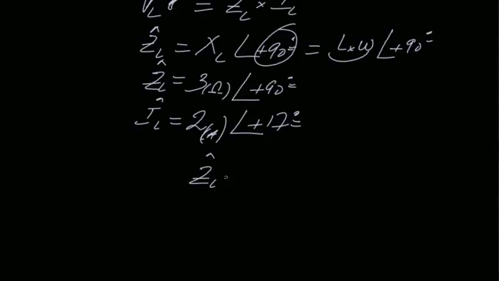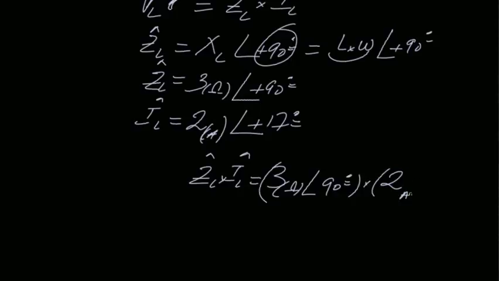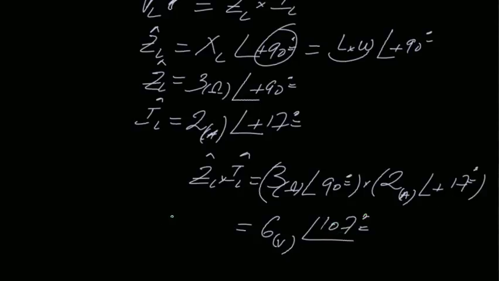So ZL times IL, which gives me 3 ohms with an angle of 90 degrees. This is ZL. And IL is 2, obviously amps, with an angle of plus 17 degrees. When you multiply two complex numbers, their magnitudes must be multiplied and their angles added. So ZL times IL is 3 times 2, which is 6. And obviously ohms times amps is volts. And the angle is 90 plus 17, which is 107 degrees. And since ZL times IL is equal to VL according to Ohm's law, that means this is VL.